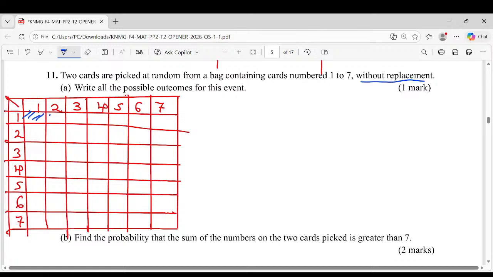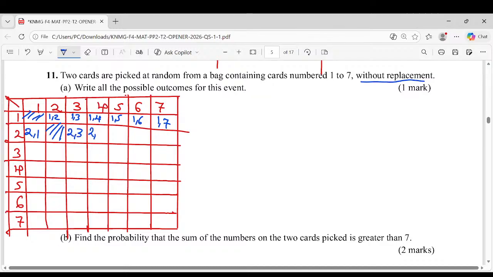The next pick will be 1,2; 1,3; 1,4; 1,5; 1,6; or 1,7. If the first pick was a 2, the next pick can be 2,1, but you cannot pick 2,2 because 2 has already been picked. After picking 2, you can pick 3.